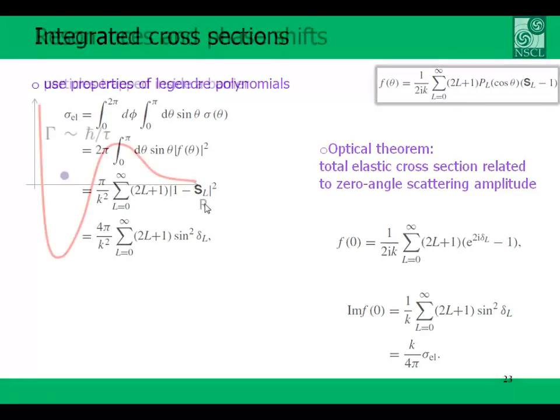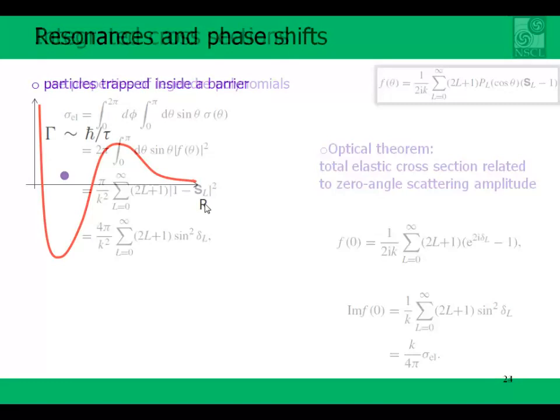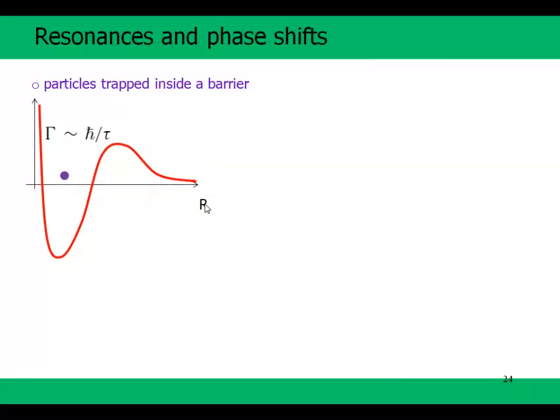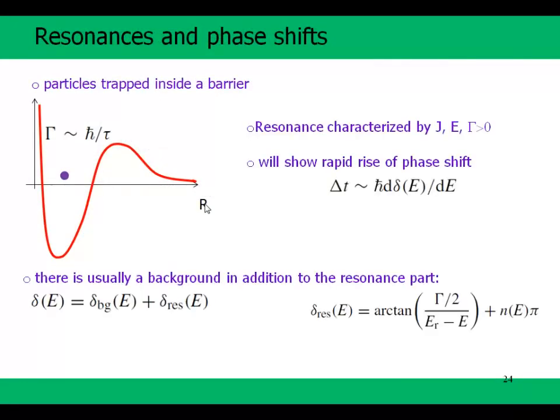So this is the point I was trying to make here, and I might not have to go through all the details. There is usually a background in addition to the resonant part. So this phase shift that we're talking about is not just the phase shift associated with that particular channel that you're interested in, but may have some other background phase shift associated with something else that's not happening at that particular energy, but is affecting that.